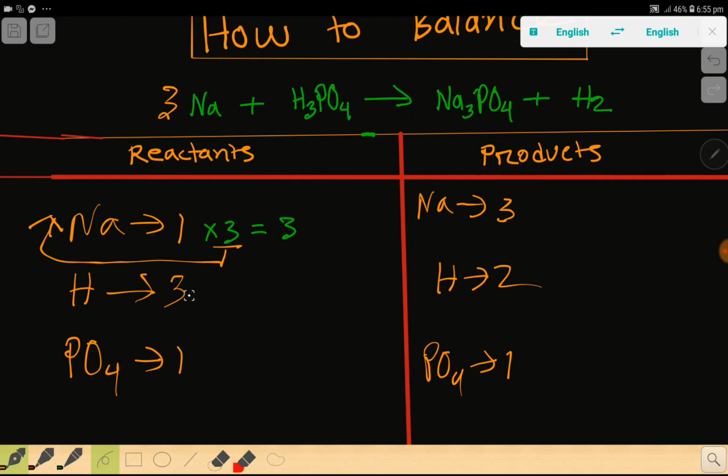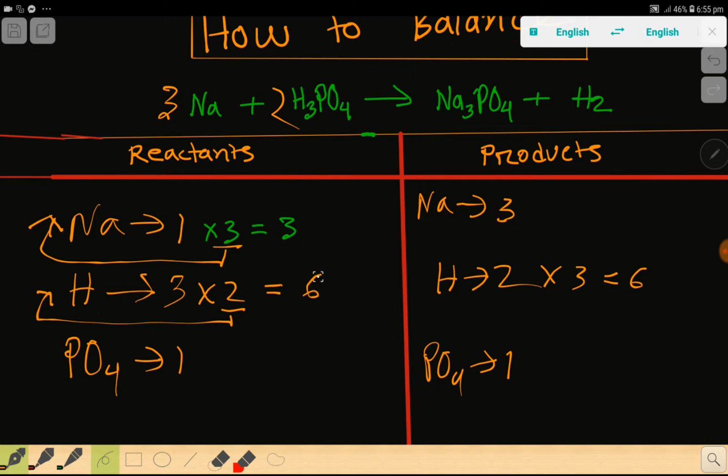Now we need to balance the number of hydrogen. So here 3, but here 2. So to balance the hydrogen, I can multiply here by 2, that gives me 6. I can multiply here by 3, that gives me 6. If you multiply by something, that something must come before the hydrogen. This hydrogen has come from here, so you have to place here 2. If you place here 2, the number of hydrogen will be 3 times 2, that is 6.